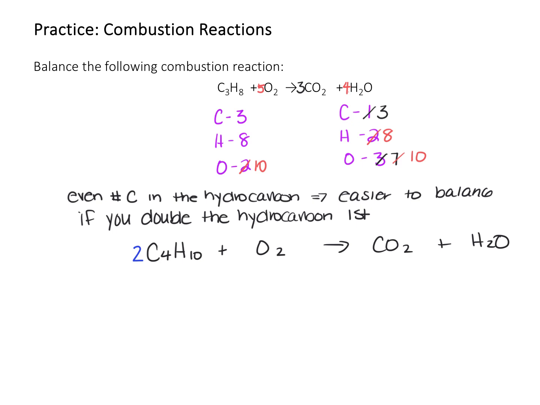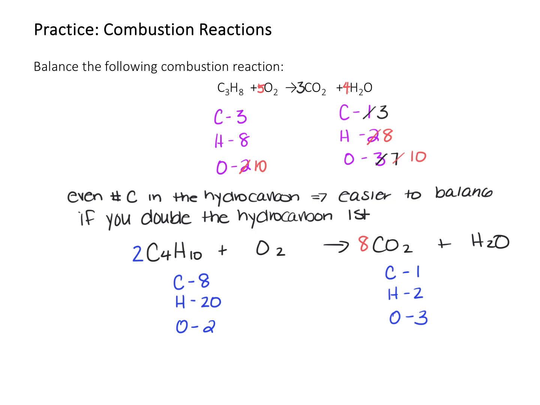So now I'm going to figure out how many atoms I have on each side. When I look at carbon, I have 8 carbons here. When I look at hydrogen, I've got 2 times 10, that's 20. And when I look at oxygen, there are 2. I'm going to come over here. I've got 1 carbon. I've got 2 hydrogens. And I have 3 oxygens. The first thing I'm going to do is balance my carbons. So I have 8 on one side. I'm going to come over here and put an 8.